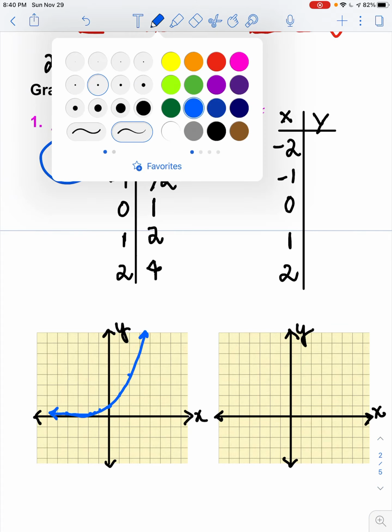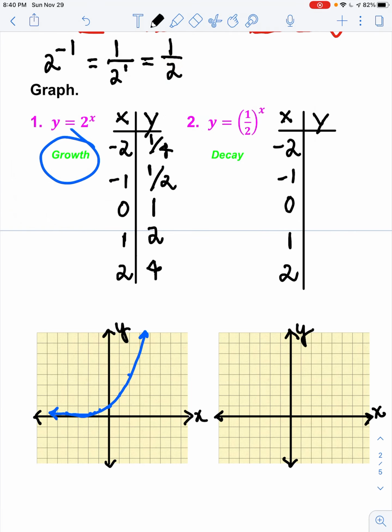Now, let's try the same thing, and I want you to notice the base here that's being raised to the power x is the fraction 1/2. So if we take the fraction 1/2 and raise it to the negative second, we can actually use the reciprocal property and take the reciprocal of that base 1/2, which is 2, and say that becomes 2 to the positive second. And of course, we know that is 4.